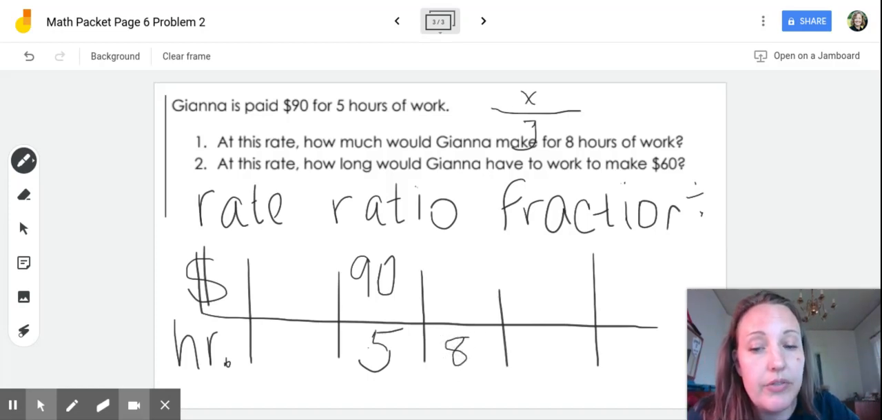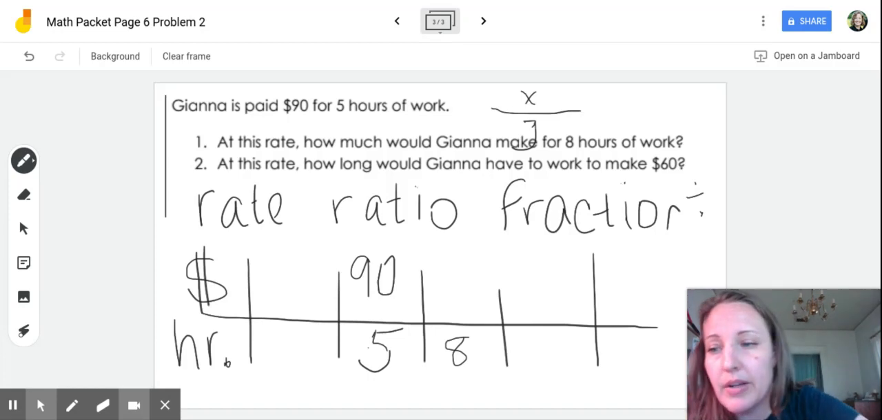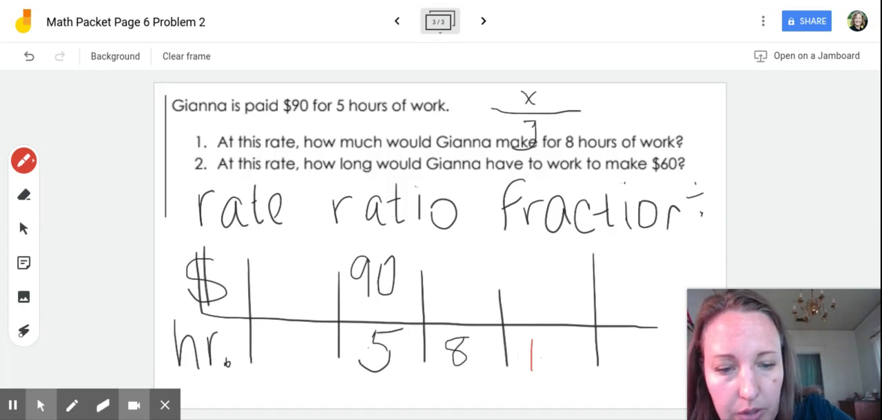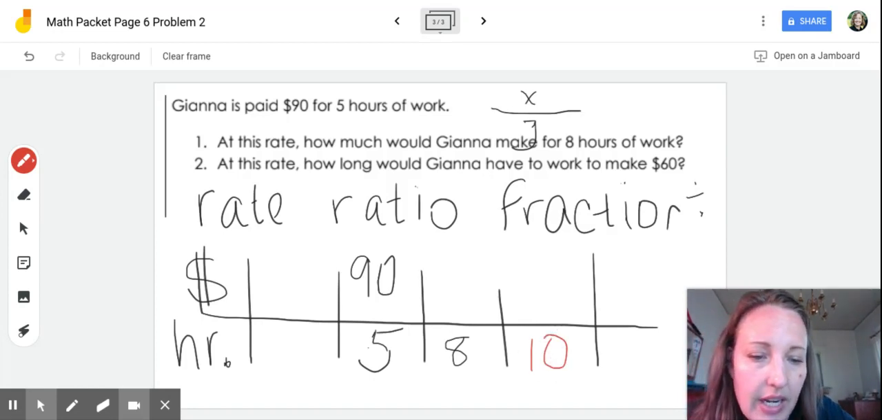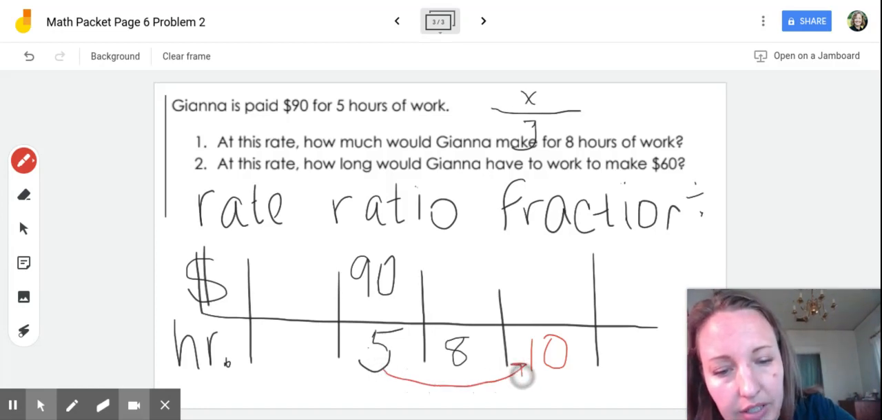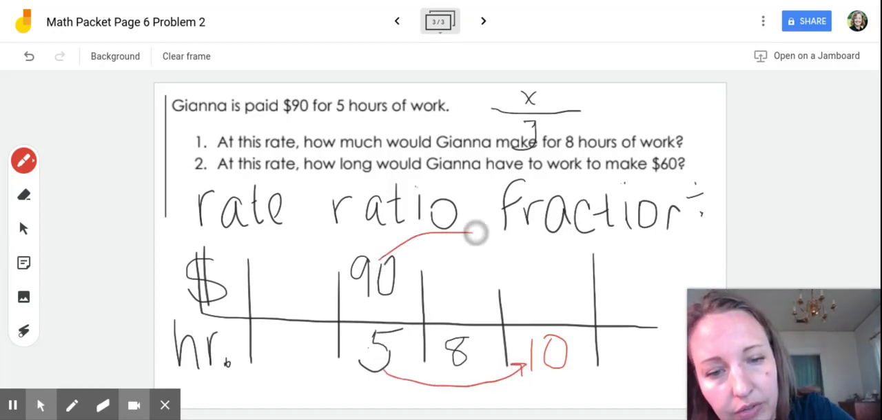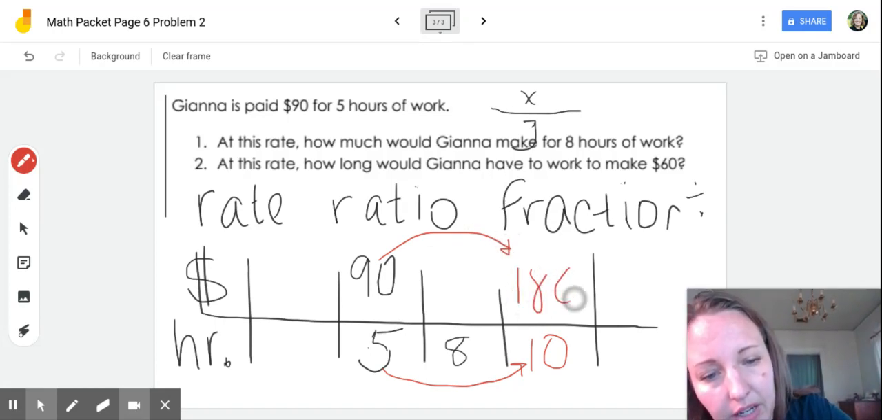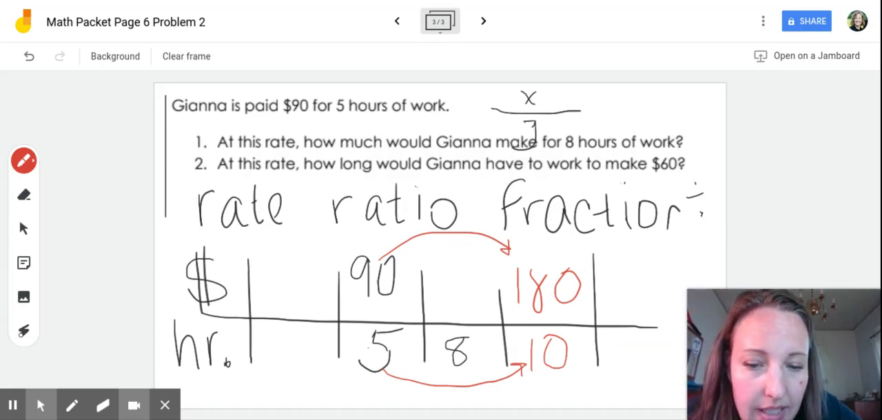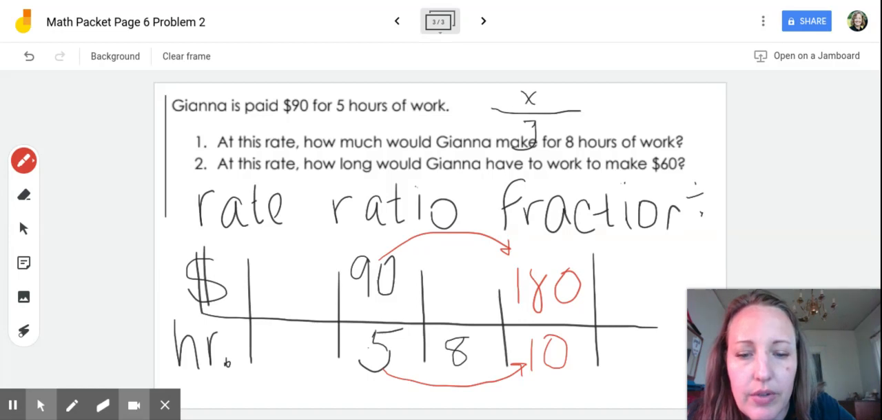Well, think about it this way. The problem doesn't ask us this, but how much would she earn for 10 hours of work? When you look at this, 5 times 2 is 10. So if I do the same thing here, 90 times 2, wouldn't she make $180? Well, we can't do something nice and neat like that because 5 doesn't go into 8 evenly. I don't get a nice integer, right?